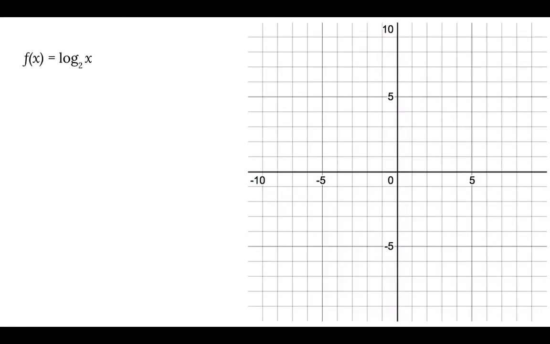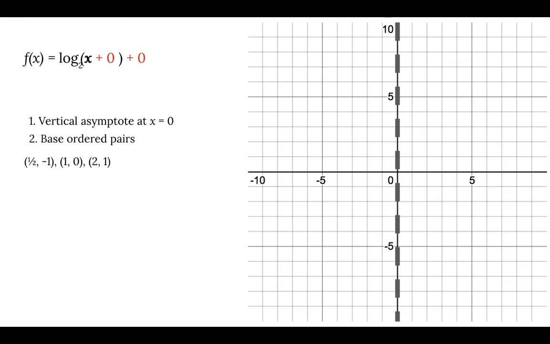So let's look at an example. Log base 2 of x. I'm going to rewrite this in a form that matches the general form that I showed you in the previous slide. If you see the zeros there, step 1 tells you that you have a vertical asymptote at x equals 0. Step 2, the base in this particular problem is a 2, so when I plug in the 2 for b, I have 1/2 comma negative 1, 1 comma 0, 2 comma 1.